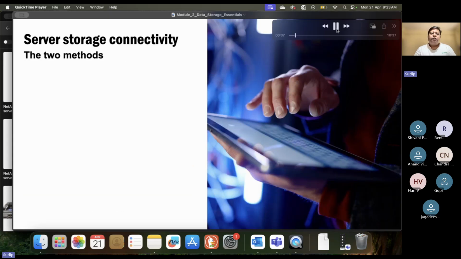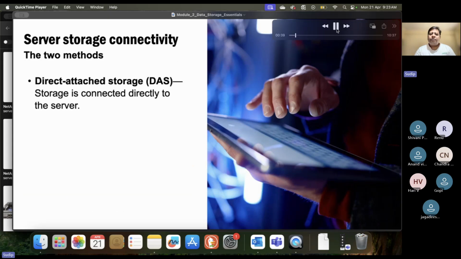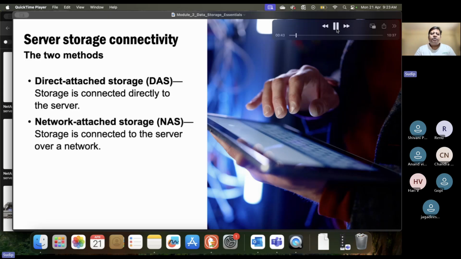Right. So basically, as we have understood before, there are two kinds of storage connectivity. One is called direct attached storage, and the second one is called network attached storage, or NAS. What is the difference between both of them? In the first one, there is absolutely no network in between, whereas in the second one, in NAS, there is going to be a network in between.